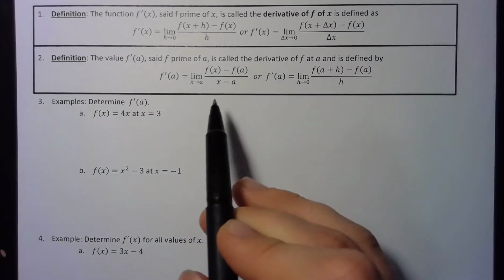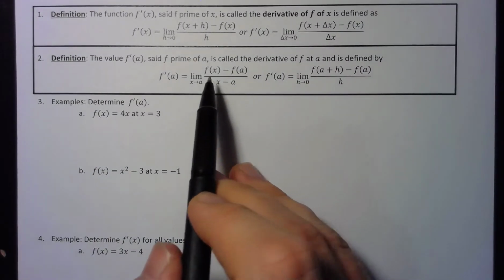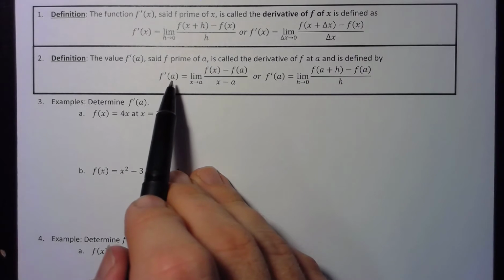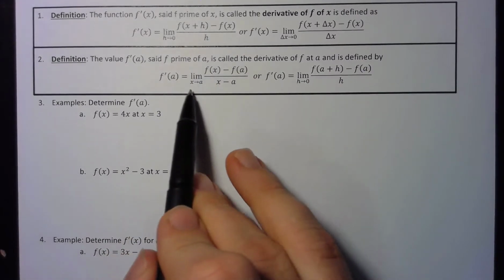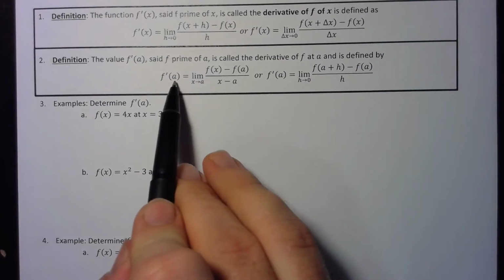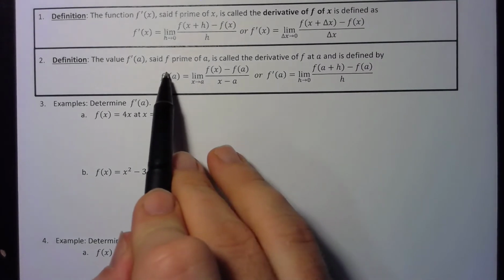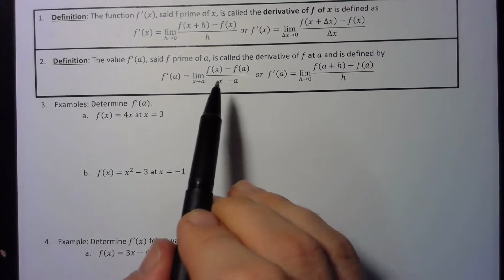The second definition only refers to working the derivative at a point. So if I'm trying to find the derivative at a very specific point, I can simply use this derivative rule such that my x value that I'm approaching is the a value that they've given me.